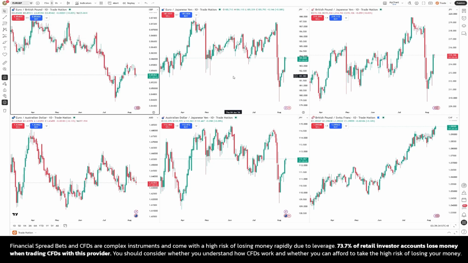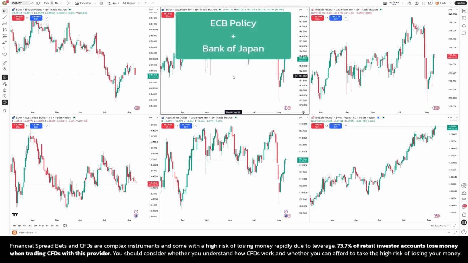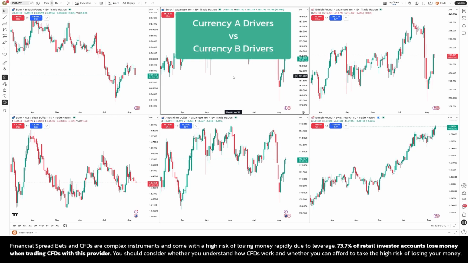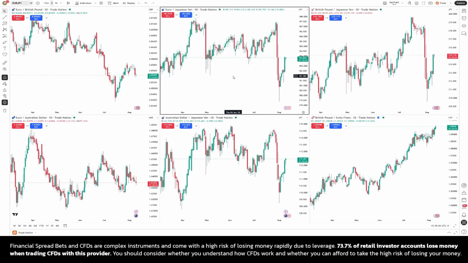Euro-yen follows the same principle, but the underlying influences are different. European central bank policy, Bank of Japan decisions, interest rate expectations, and broader market sentiment can all affect the relationship between the two currencies. This is an important point when analysing minor pairs. Each currency brings its own economic drivers, so the focus is not simply on whether one currency is rising or falling, but on which of the two is relatively stronger.